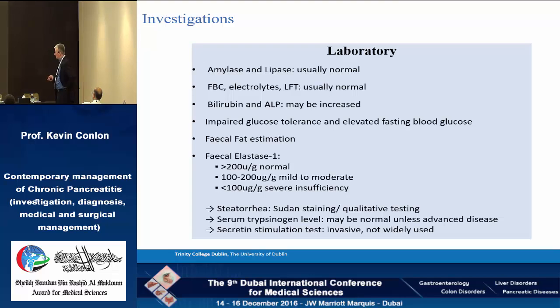A figure of over 200 units per gram is normal, and less than 100 is severe pancreatic insufficiency. We don't do the Sudan staining, which tests for fat if the patient has steatorrhea, and we rarely do serum trypsinogen levels. Occasionally we'll do a secretin stimulation test, or we'll do a secretin MRCP, as you'll see in a moment.